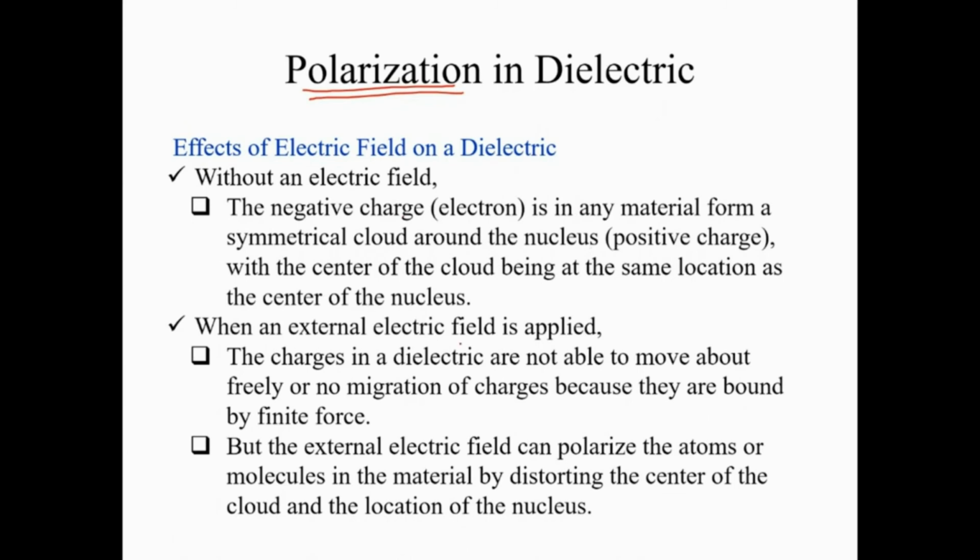So what happens when an external electric field is applied? The charges inside the atom cannot move freely, because they are bounded by a finite force. But the external electric field can polarize the atom or the molecule in the material by distorting the center of the cloud and the locations of the neutral.